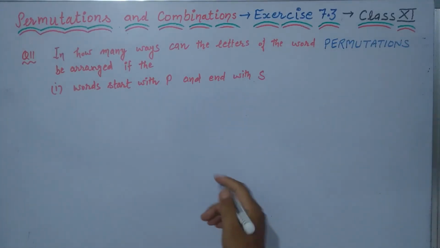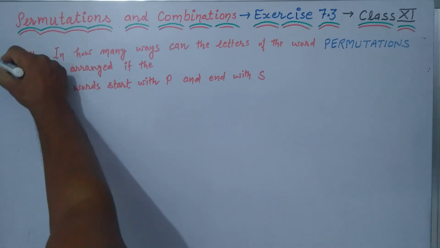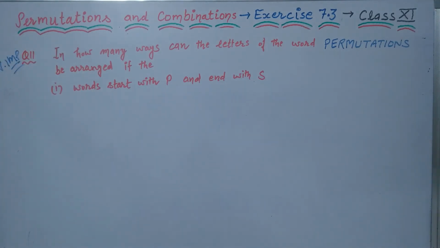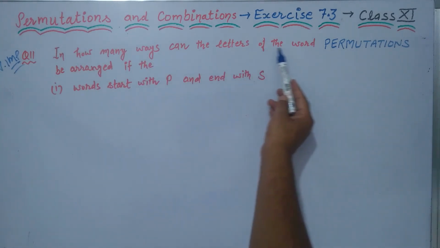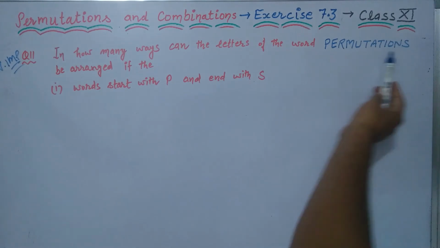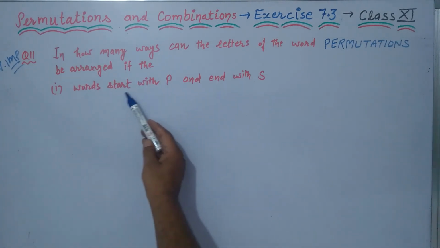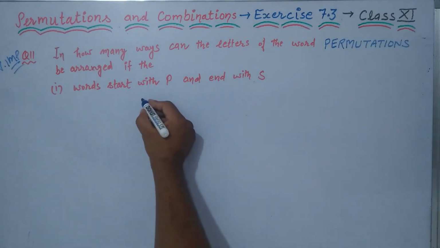Now coming to the last question of the exercise. This question is also very important. So what is the question? In how many ways can the letters of the word permutations be arranged if the words start with P and end with S? So first of all we have the box.